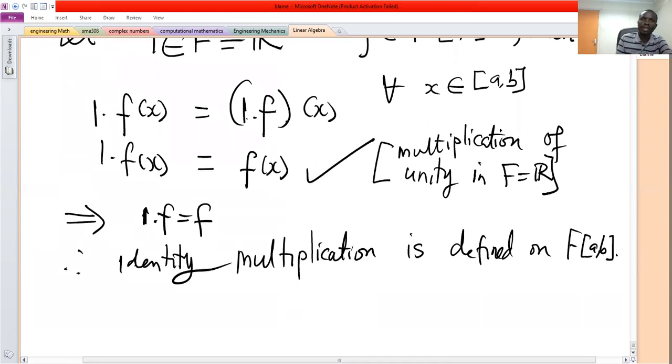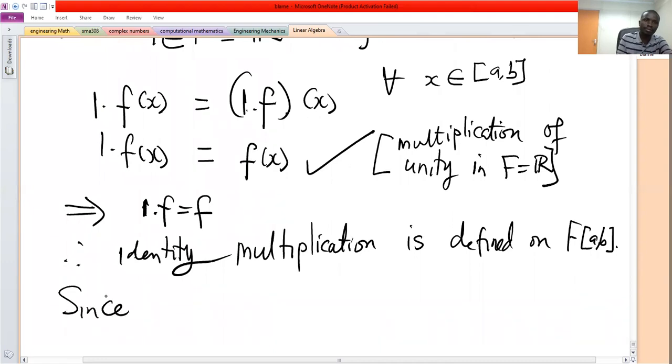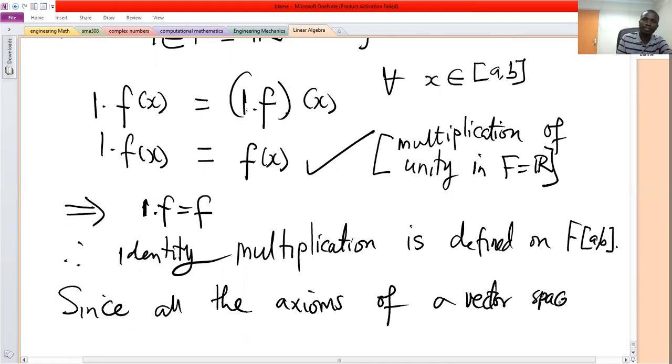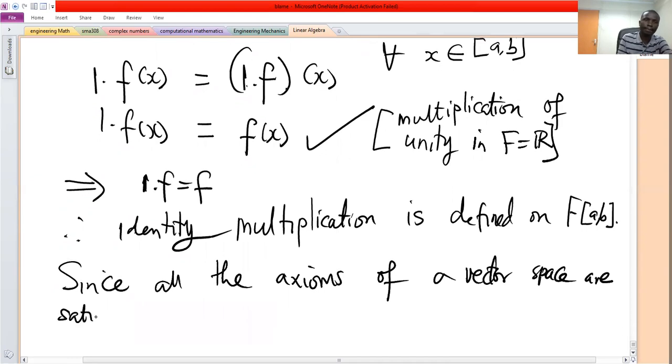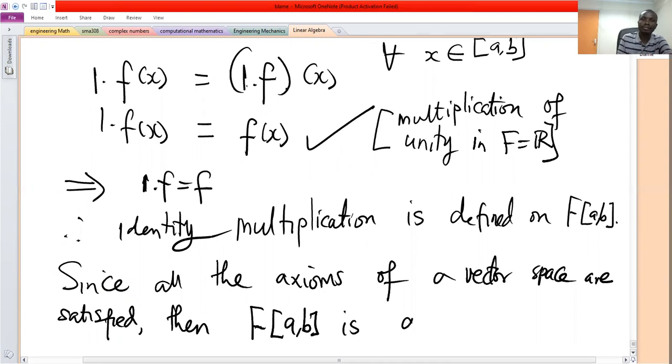So since all the 10 axioms of a vector space are satisfied, then the set of all continuous differentiable and integrable functions in the closed interval AB is a vector space. That's how we solve that.